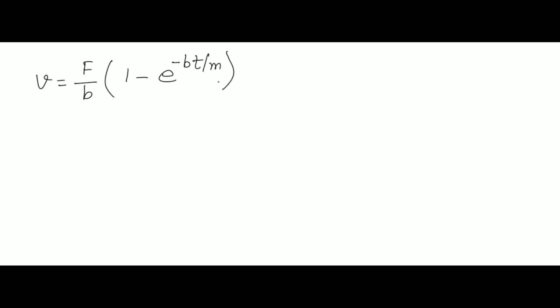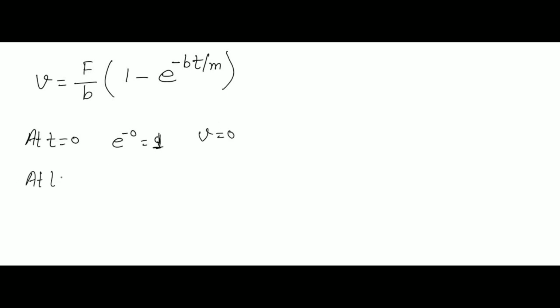So this is your solution. The final solution is the velocity as a function of time. At t is equal to 0, what is v? At t is equal to 0, e raised to power minus 0 is equal to 1, then 1 minus 1 and everything goes. So your velocity is equal to 0. It is satisfying our initial condition.